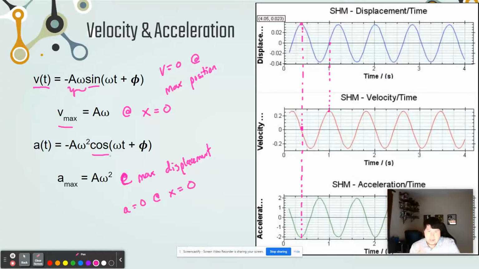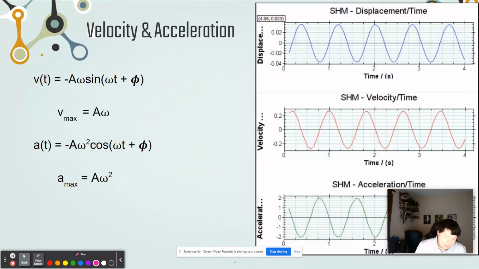And then if you know any calculus, you'll see what's happening here is I'm pulling out one more omega every time. So the x of t function has just a cosine of omega t plus phi. For velocity, there's one omega pulled out, and for acceleration, there are two omegas, so omega squared. But that just changes the amplitude, the amount of the maximum for the velocity or the acceleration.